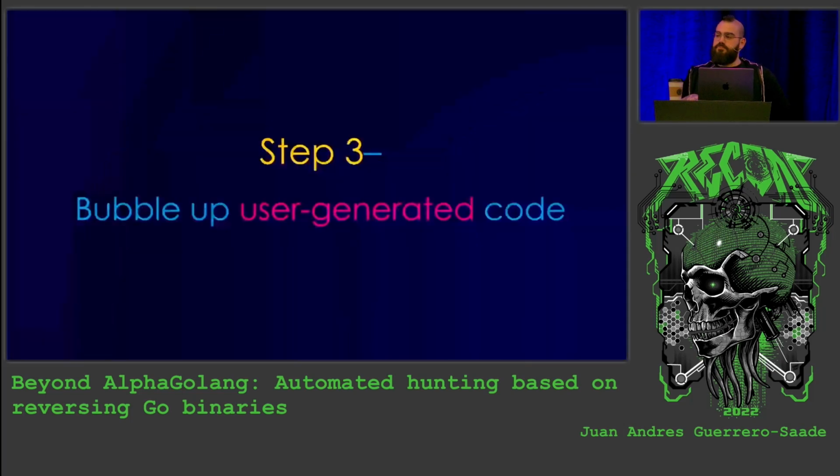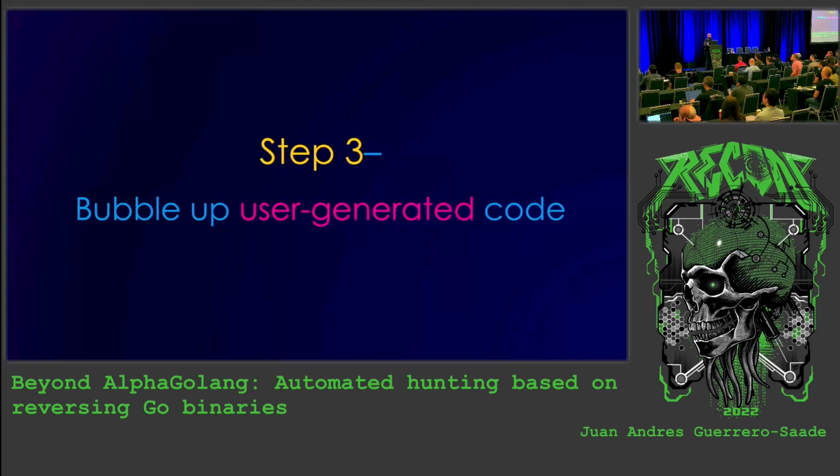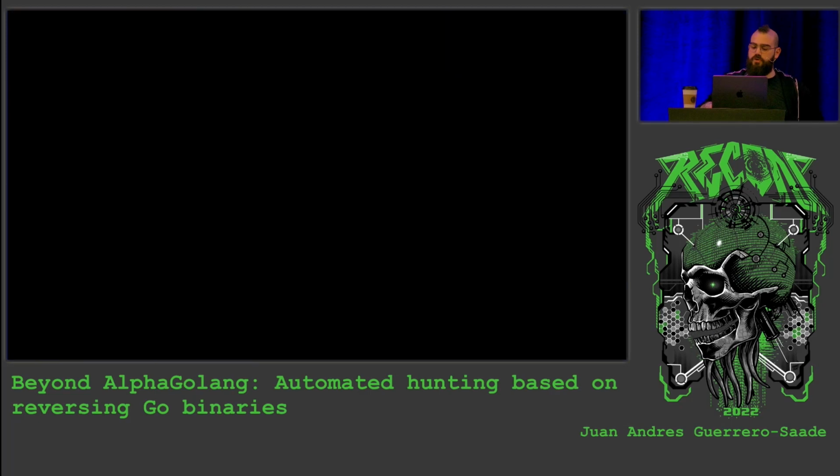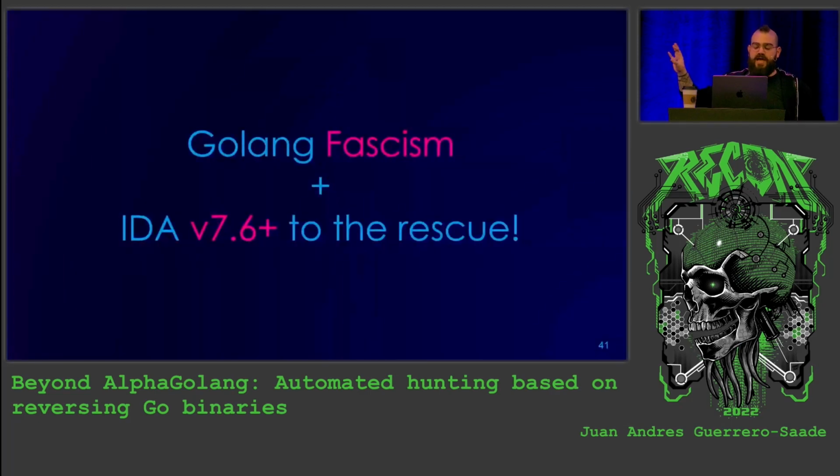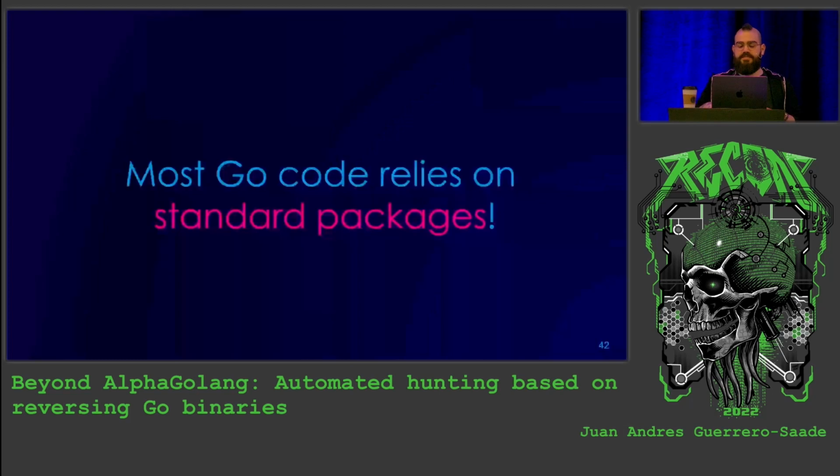So let's get a little bit organized, and more importantly, let's bubble up user-generated code, because that's really all we care about. With a language that is so reliant on standard libraries, it's like reversing OpenSSL, right? If you fell into that trap, the rest of your day is wasted. We don't want to do that here at all. So this is where IDA 7.6 plus features come to bear, right? Again, if you're not using folder view, you're really missing out.